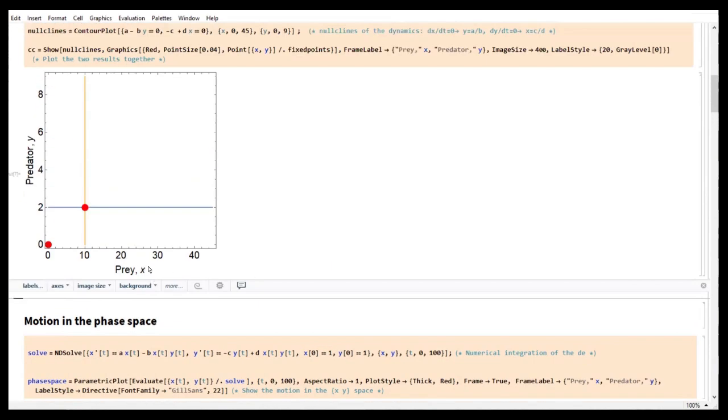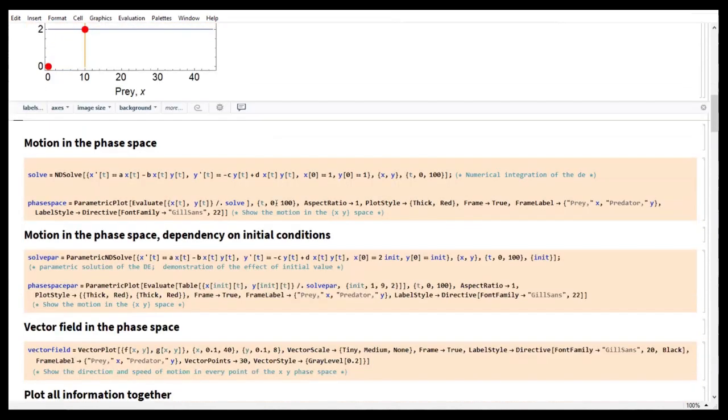The phase space is the space of x and y here. So in this space, how does the system move? For that, we numerically solve the differential equation. You can see the first differential equation and the second differential equation, and with the initial values, we have to solve these variables in the time interval between 0 and 100.